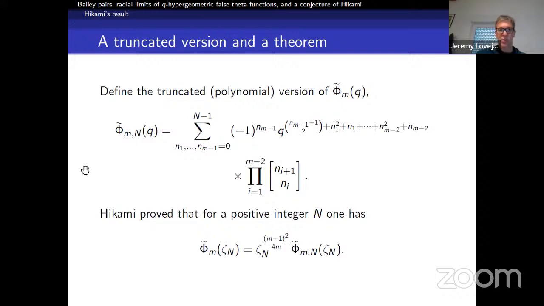And what did Hikami prove? So this is his result. He proved for the positive integer capital N, one has this identity. So this is the q-hypergeometric false theta function evaluated at zeta sub capital N. In other words, take the radial limit. And this is equal to, up to a power of this root of unity, just the truncated version evaluated at zeta sub N. Okay, so there's a priori no reason why this should be true, at least not that I could see or that he could see. But it is kind of nice. We want to evaluate this function at a root of unity via radial limit. We just take the truncated version and evaluate it at the root of unity. Okay, so this is his theorem.